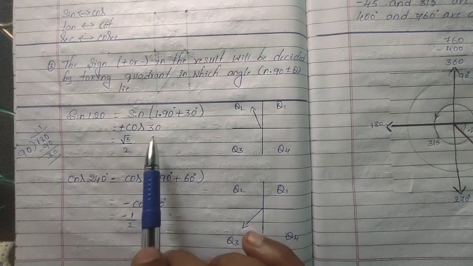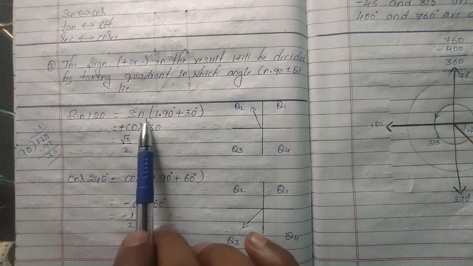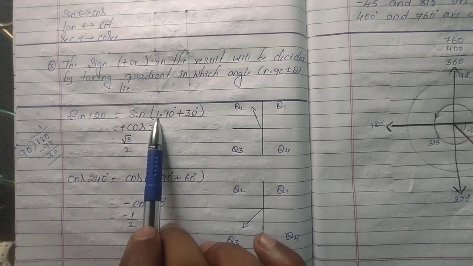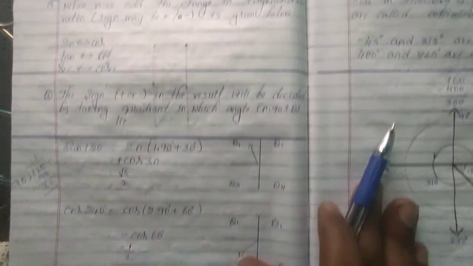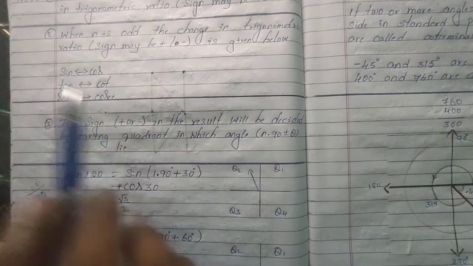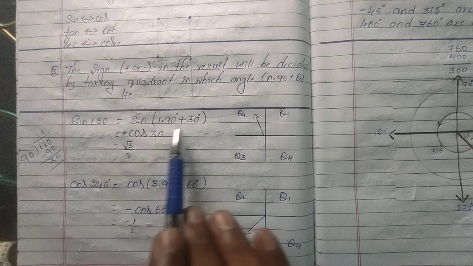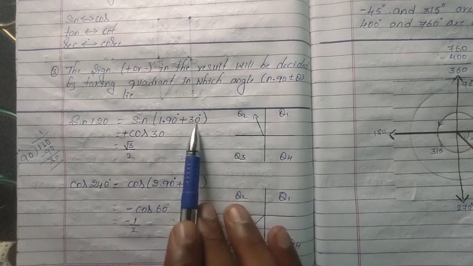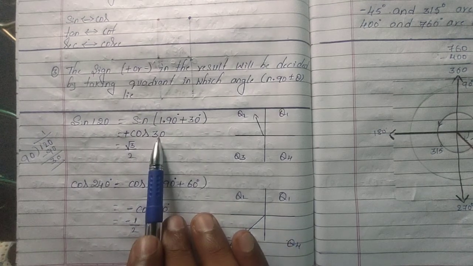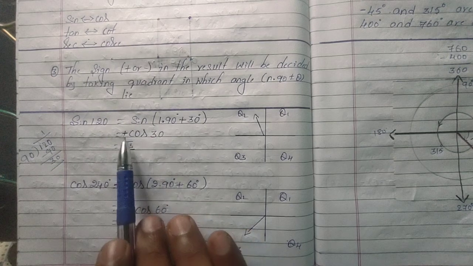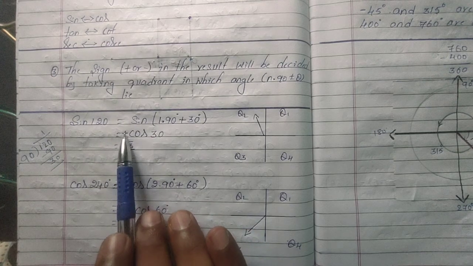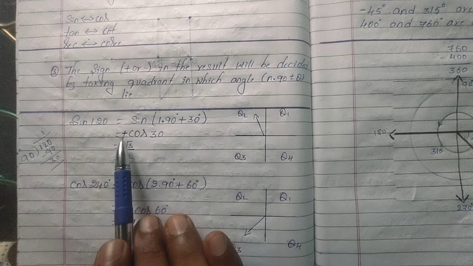Now here see the n. n is 1, odd number. When odd number comes means second condition, sin will become cos. So change the ratio as cos. Theta as it is we should take. This 30 degree. Now cos 30 degree. But we should decide our result sign, whether it is positive or negative.